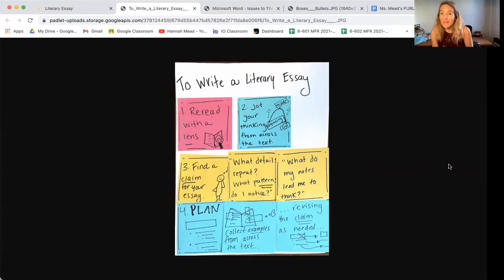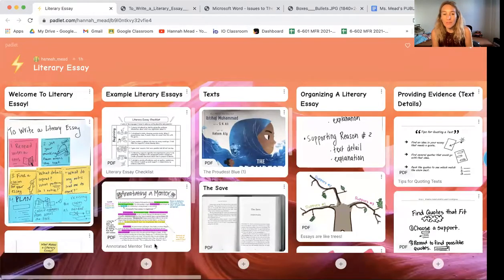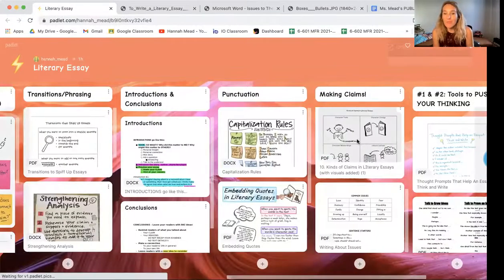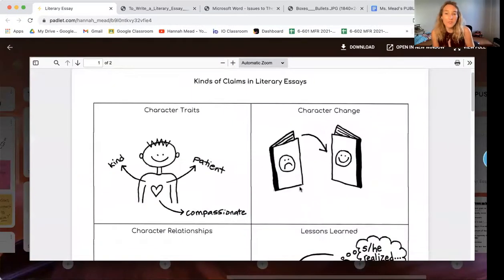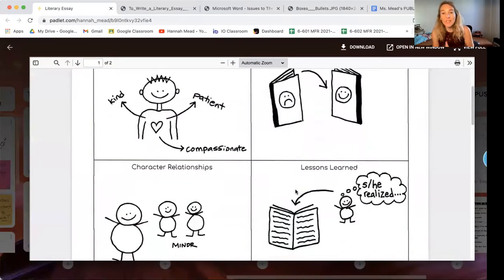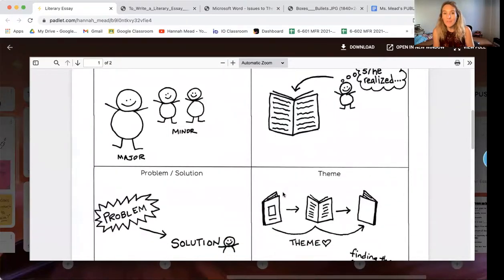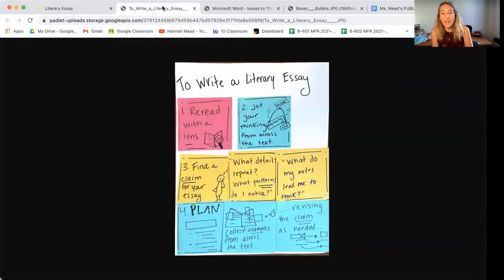We've talked a little bit about lenses already for writing literary essays, but just to remind you of a few, and you can also use our Padlet to help you decide as well. You could maybe think about characters and their changes, relationships, the lessons or themes, problems, solutions. Anyway, back to our chart. You'll have a lens in mind and you'll reread or revisit maybe some old jots. See what you can pull together by thinking and jotting across the text.